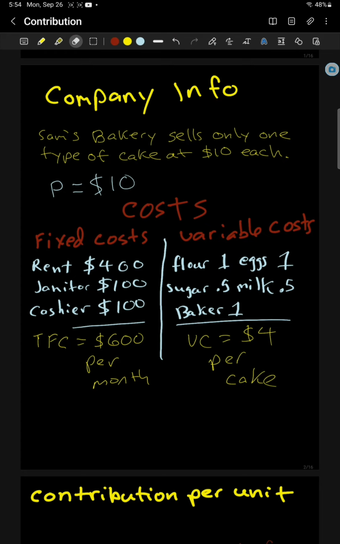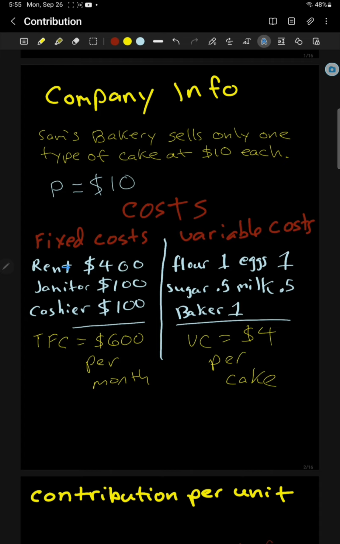Before we get into the basics of accounting, I want to take a look at this company here because this is what we're going to be basing the lesson on. Sam's Bakery sells only one type of cake at $10 each. So the price, P, is $10. Now obviously you sell a cake, it's not $10 profit because you have to pay stuff, right? And the stuff you pay comes in two different types: fixed cost and variable cost.